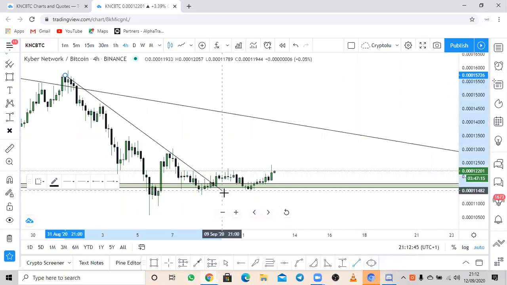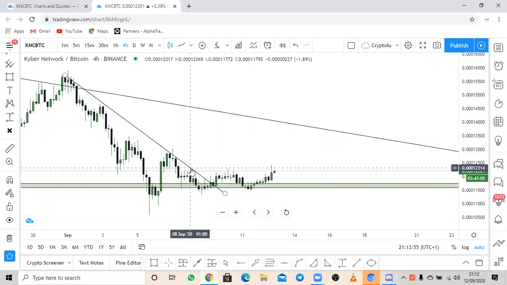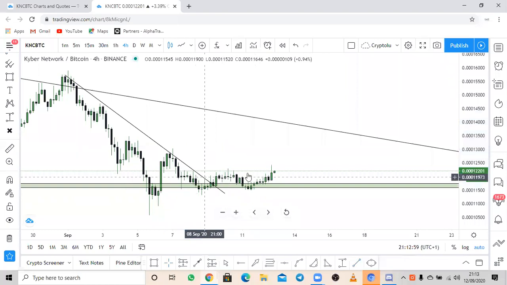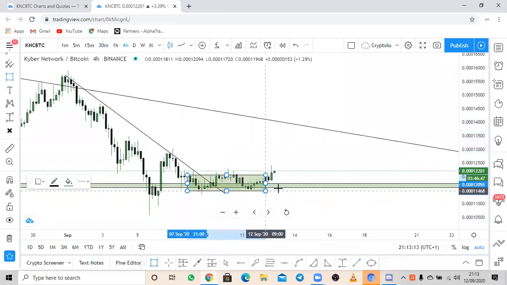Okay, so now we had a downtrending resistance trend line, and like what happened for COS, we started consolidating after the breakout instead of just moving from there. So price was just ranging here, in this box here, before we had this breakout here.